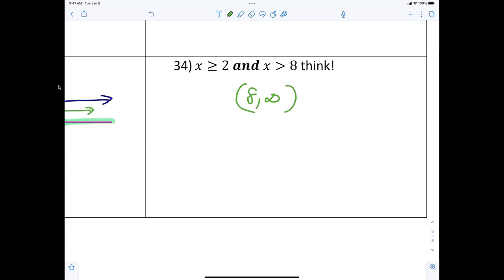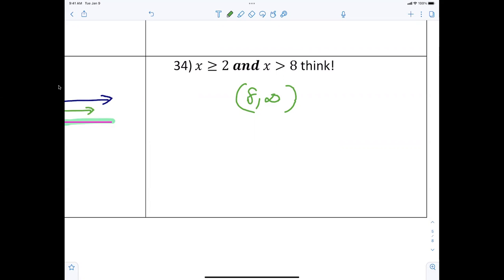Is 3 greater than 2? Yeah. Is 3 greater than 8? No. So it doesn't work. Therefore, 3 is not a solution. Although 3 is greater than 2, 3 is not greater than 8. Does that make sense now? You sure? All right. Hopefully you listened to me.